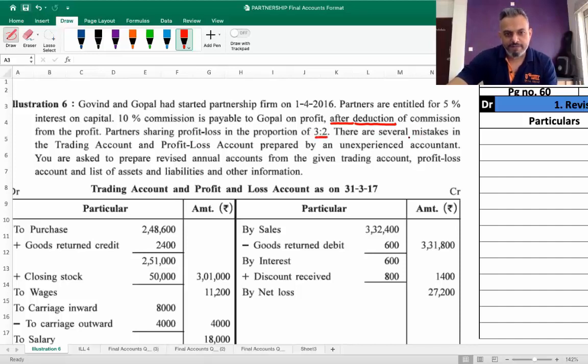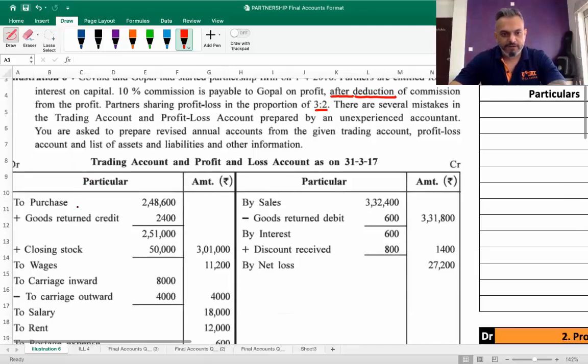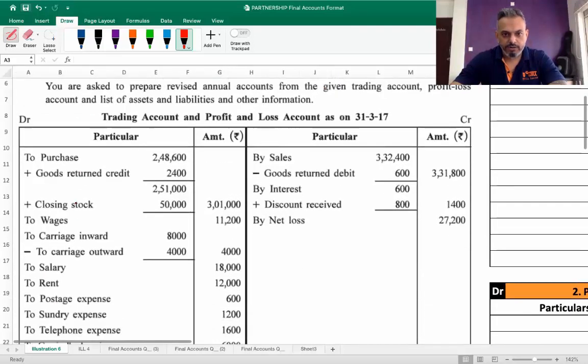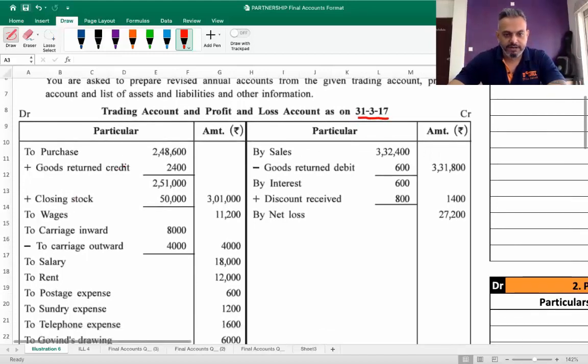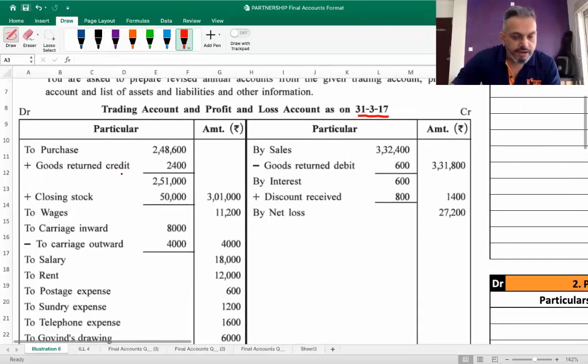There are several mistakes in the trading account and profit and loss account prepared by an inexperienced accountant. You are asked to prepare revised annual accounts from the given trading account, P&L account, list of assets and liabilities and other information. Now the trading account and profit and loss account are given as on 31/3/2017. Here, purchases, you keep writing here, okay, combined, so trading.